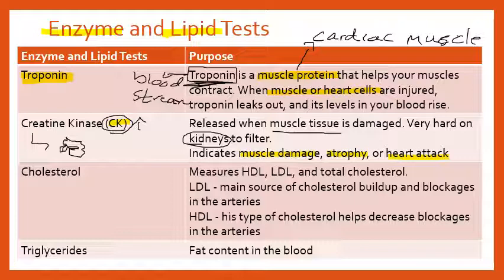All right, cholesterol. You know, I don't think we ever talked about what cholesterol does. Cholesterol manufactures hormones. That's actually what it does.